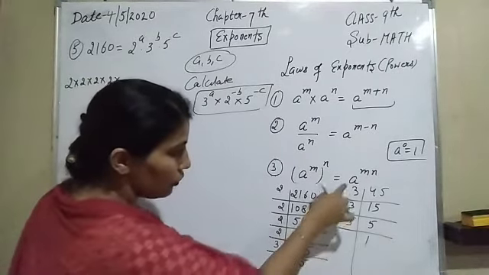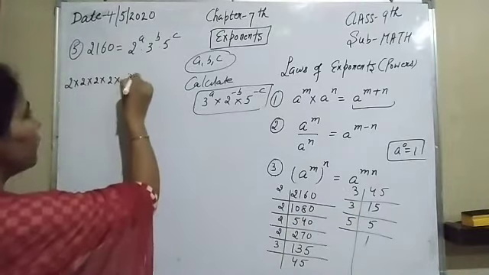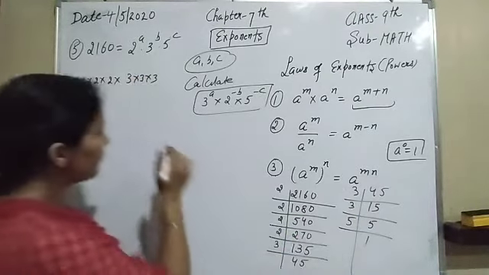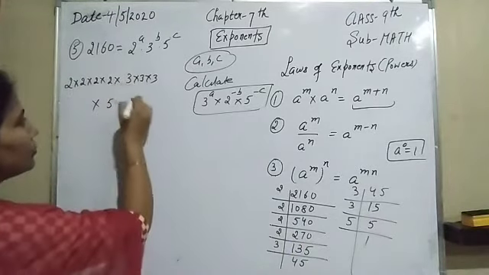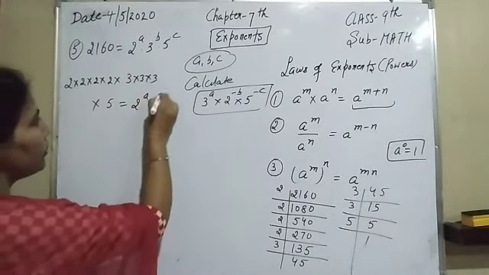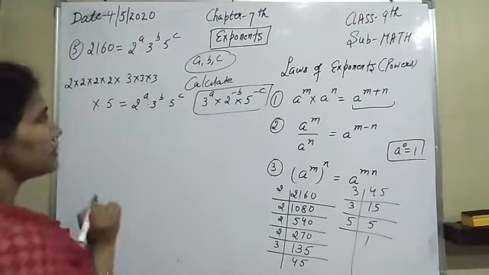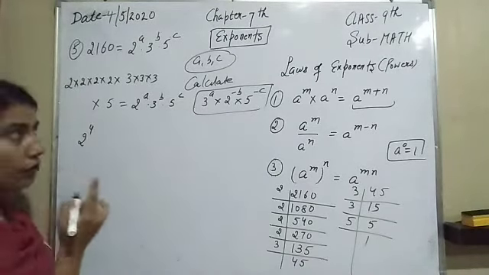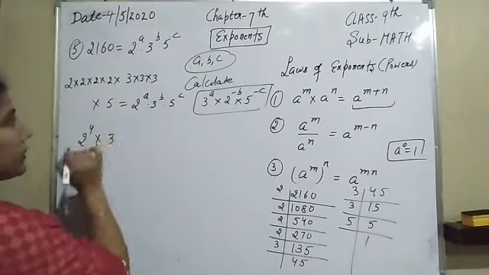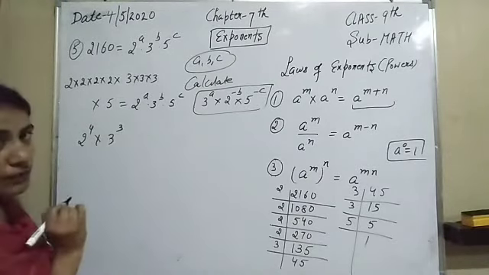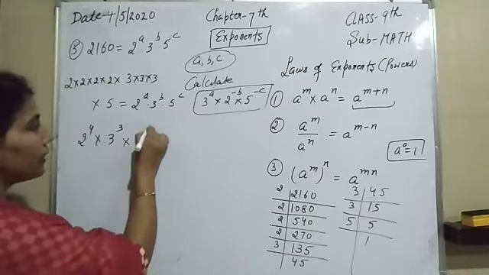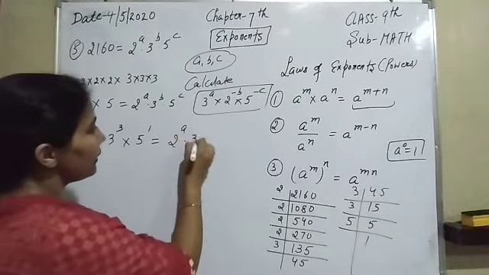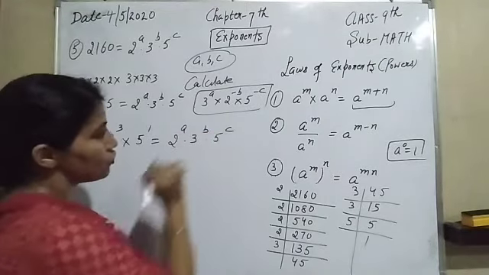Here 3 occurs 1 time, 2 times and 3 times, 1, 2 and 3 multiply, and 5 occurs only 1 time, that is equal to 2 raised to power a, 3 raised to power b and 5 raised to power c. Now 2 occurs 4 times, that means it can be written as 2 raised to power 4, and 3 occurs 3 times, that means 3 raised to power 3, and 5 occurs only 1 time, that means 5 raised to power 1, that is equal to 2 raised to power a, 3 raised to power b and 5 raised to power c.